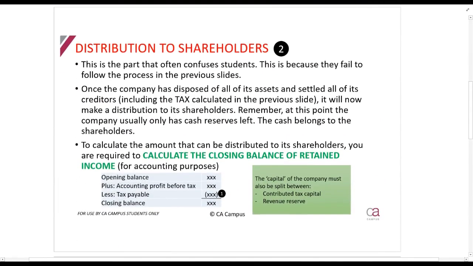How are we going to do that? We are going to do that by performing this calculation on our retained income. Opening balance plus accounting profit before tax, less our taxes payable, gives us the closing balance. And that closing balance, that is what gets paid out.